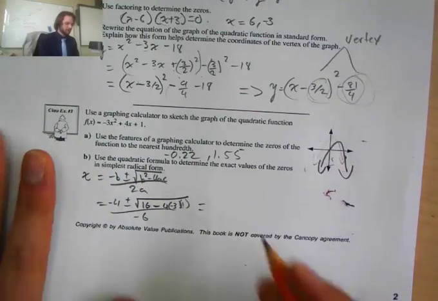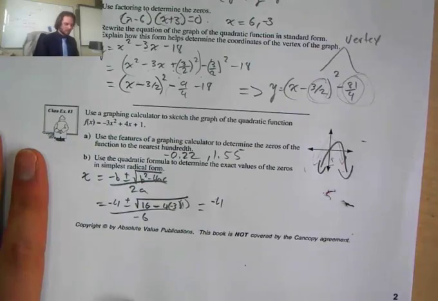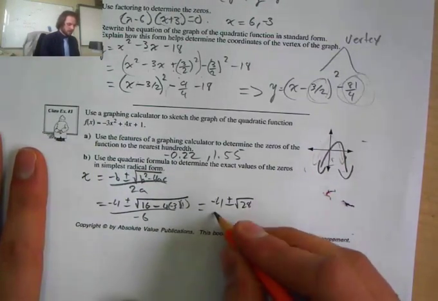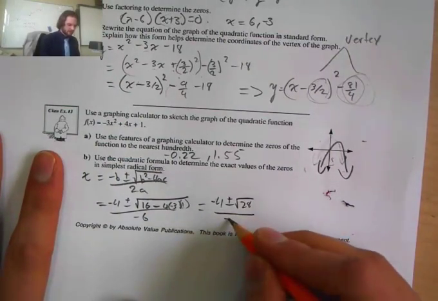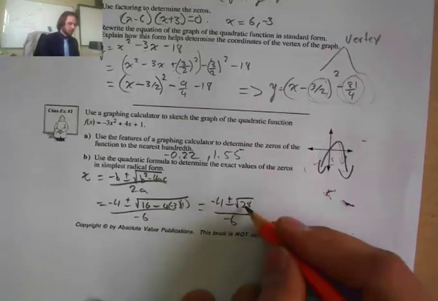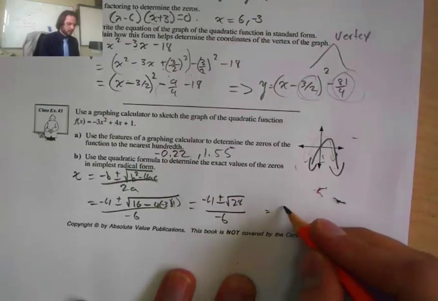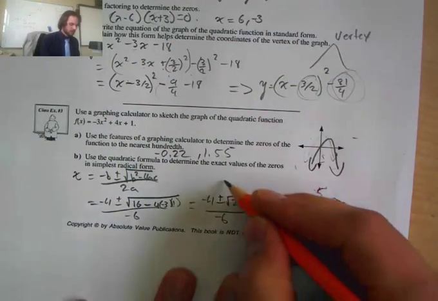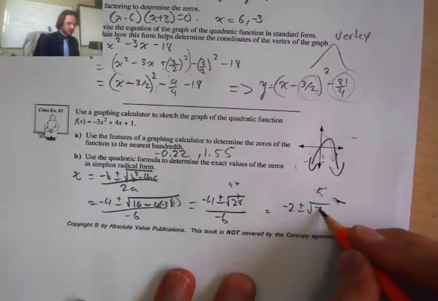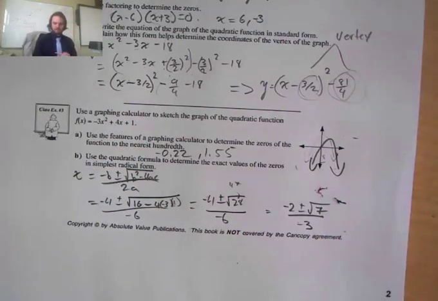So this is going to give me negative 4 plus or minus the square root of 28 all over negative 6. Okay? So now we could simplify this a bit more. We could take a 4. This could be divided by 2, which takes out a 2. So I'm left with negative 2, and this is 4 times 7, plus or minus the square root of 7 all over negative 3. Okay?